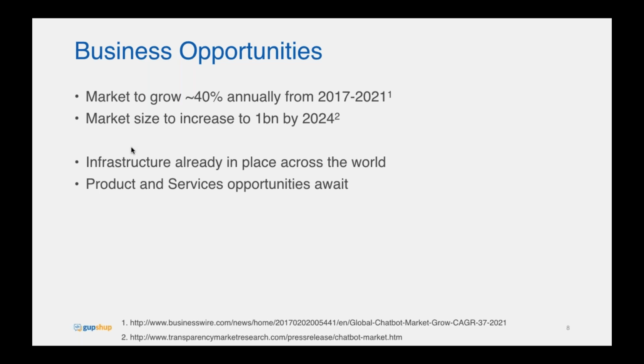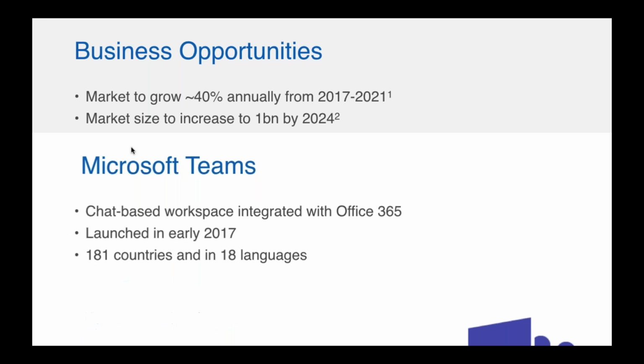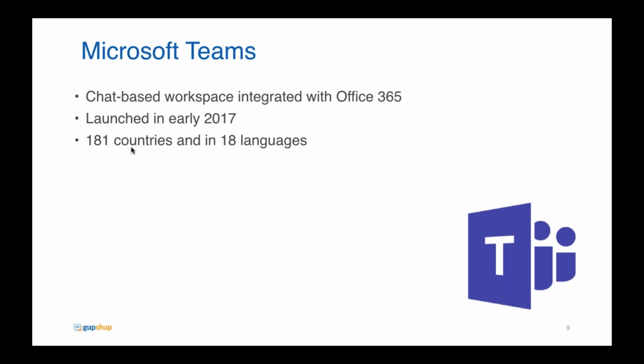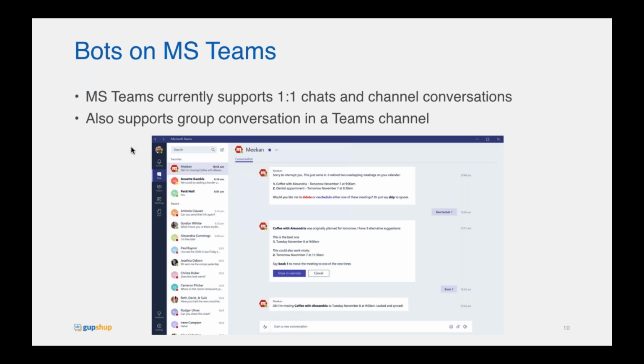And the opportunities could be in creating products, creating services, service companies, creating internal tools, whatever, name it, and it's there. So let's talk a little bit about Microsoft Teams now. It's essentially, like I said, a chat-based workspace, and the great thing is it's integrated with Office 365. So a lot of you who work in enterprise already use Office 365. So Microsoft has really positioned themselves throughout the entire enterprise value chain. It was launched earlier this year, and the great thing is it's available in about 181 countries and in 18 languages. So really widespread use.